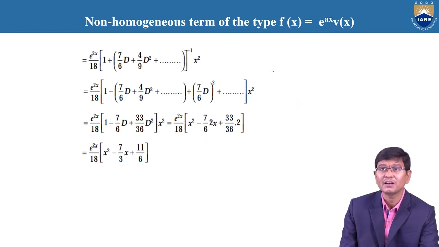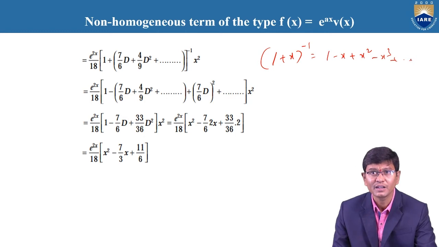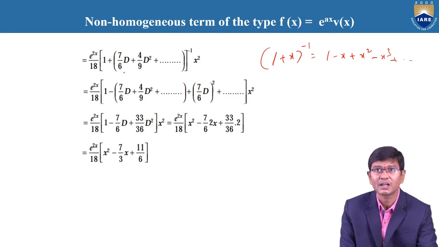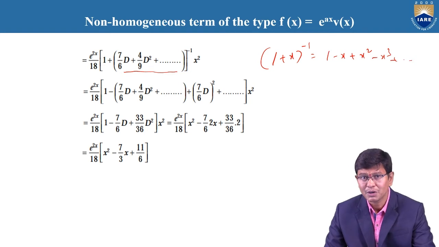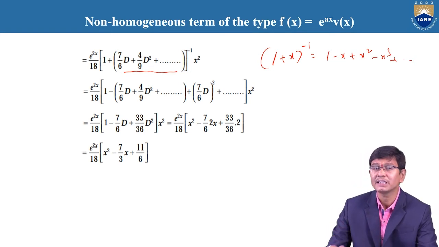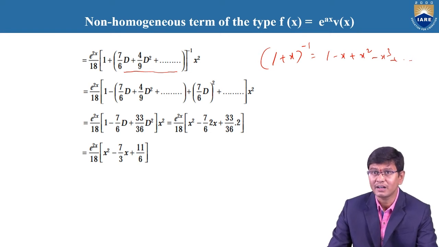And as we know, one of the formulas is that (1 + x) whole inverse is equal to 1 minus x plus x square minus x cube plus so on. And here x is nothing but the total term here. And after that, when we apply it here, that is 1 minus x plus x square and so on, into x square.